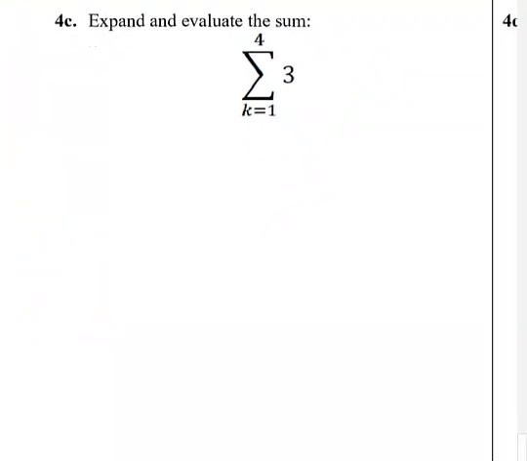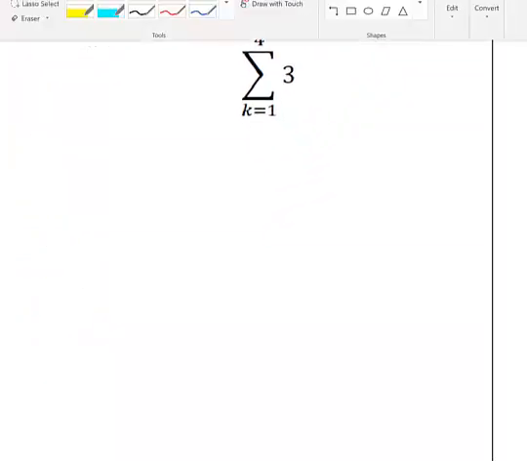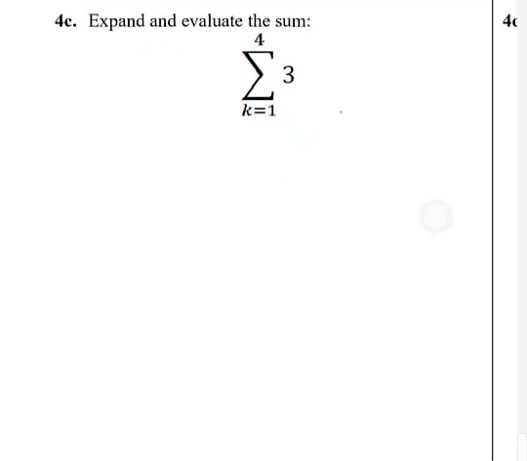Let's see, this next one's kind of weird because this one says you're going to add up the first 4 terms of this sequence. A sub n or a sub k, whatever you want to call it, is just 3. There's no n or k involved. That means no matter what n is, the value of the term is going to be 3.